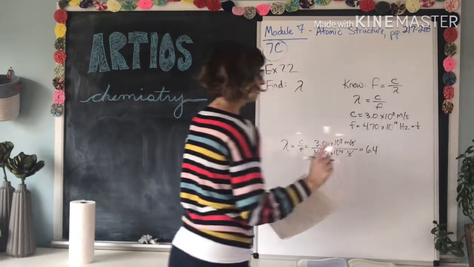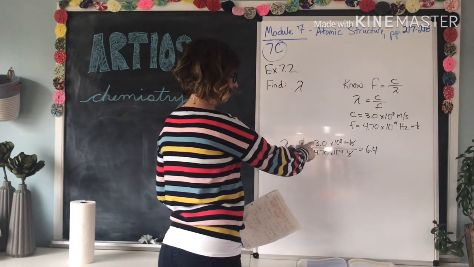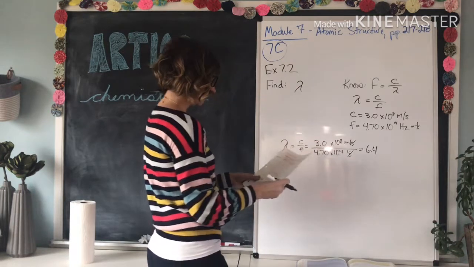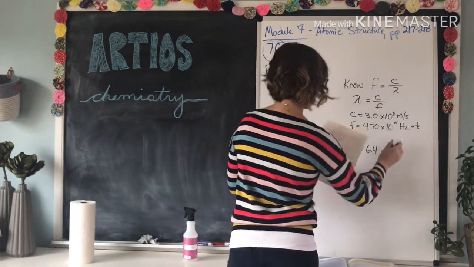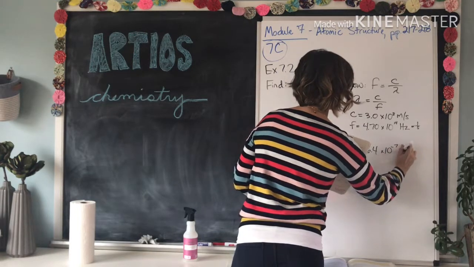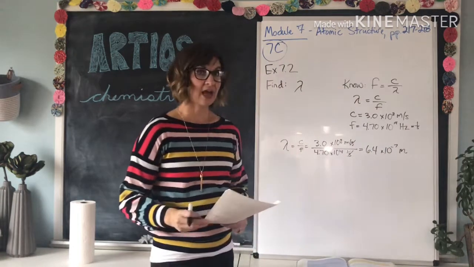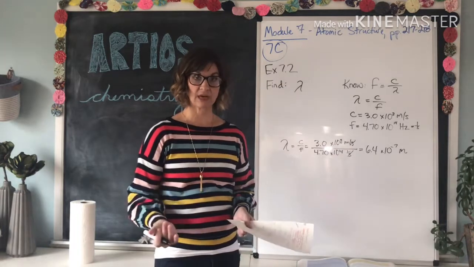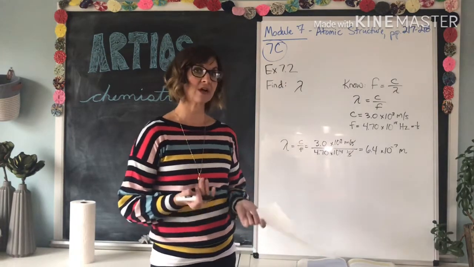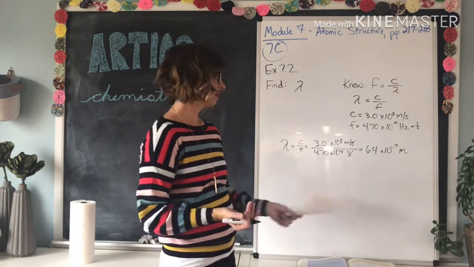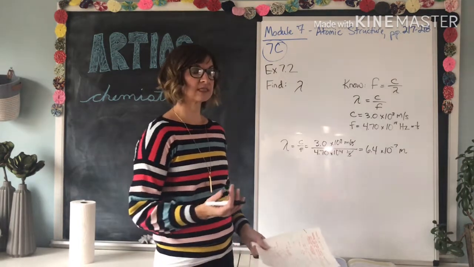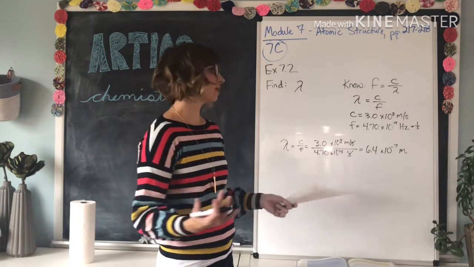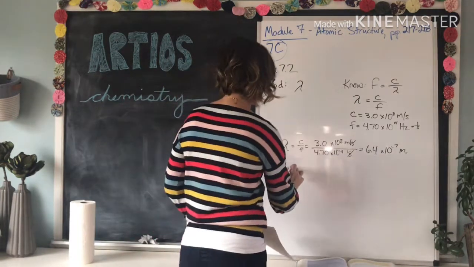6.4. We can only have 2 significant figures because C only has 2 significant figures. Okay, 6.4 times 10 to the -7th meters. Now, we were also supposed to be able to match this up on the visible spectrum to tell what color this light is based on its wavelength. But the visible spectrum shows us wavelengths in nanometers, so now we need to convert this to nanometers.